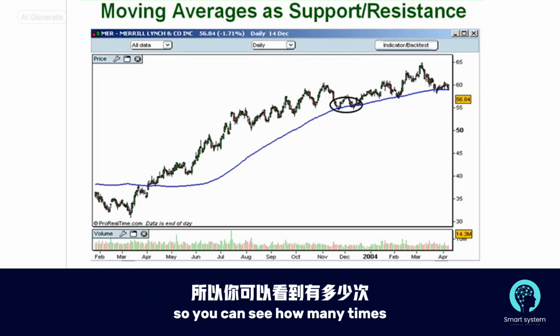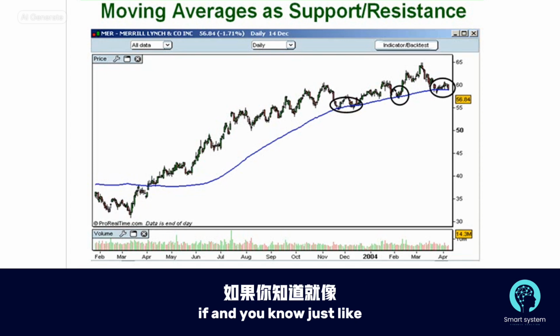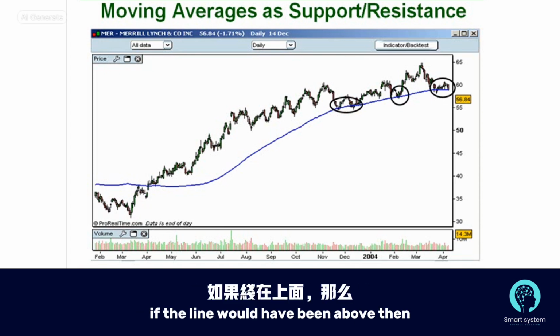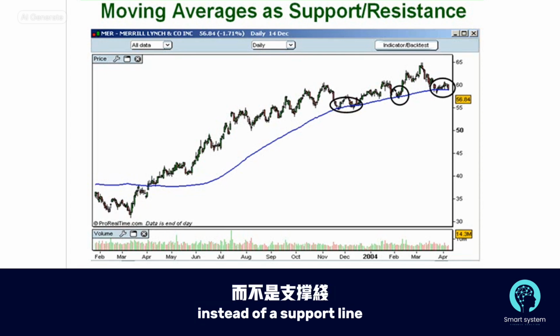So you can see how many times it touched the moving average there. And just like with the other support and resistance lessons, if the line would have been above, then that would have been a resistance line instead of a support line.